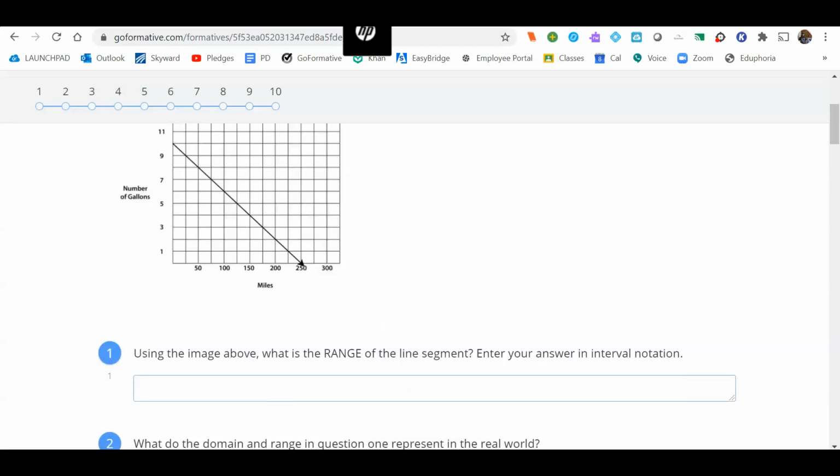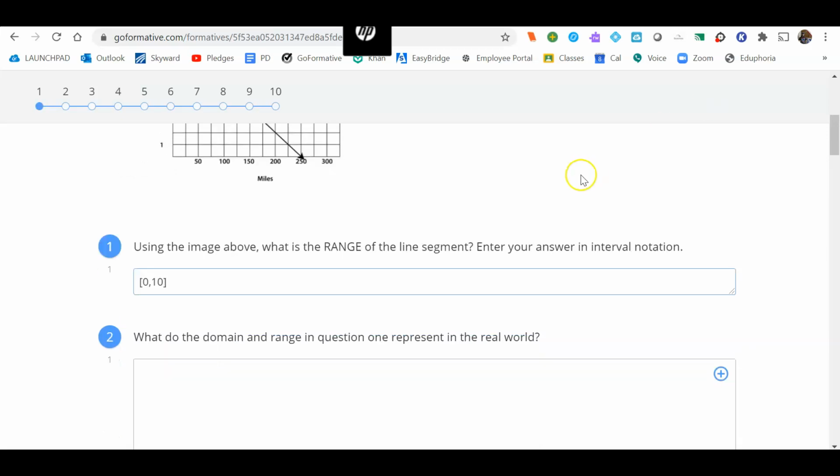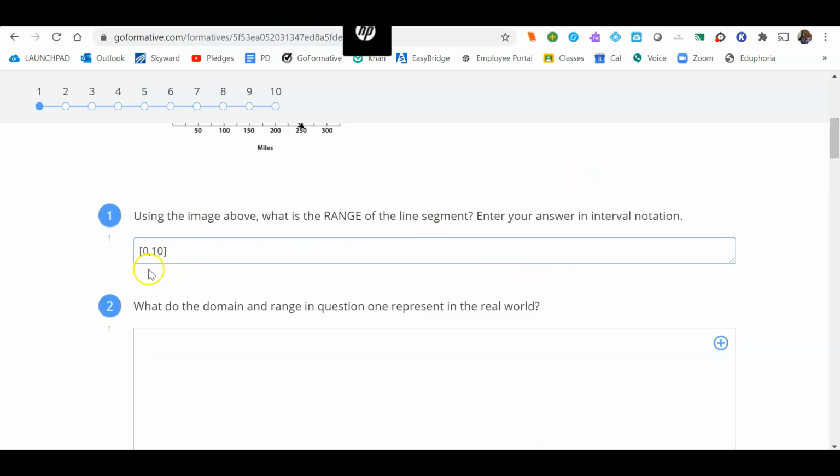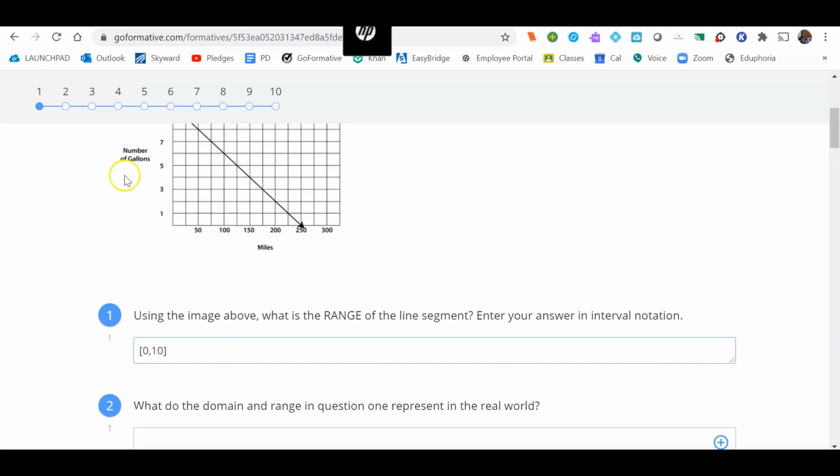So when I type my answer, I'm going to put bracket, and you know where the bracket is, hopefully. For me, it's next to the letter P. Bracket, 0, comma, 10, bracket. So that's how you figure out interval notation. If there's no open circles, then you use brackets. If there are open circles, you use parentheses.